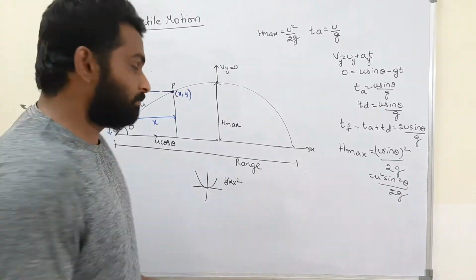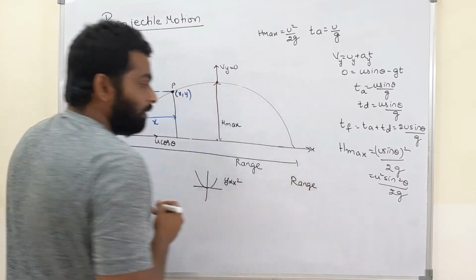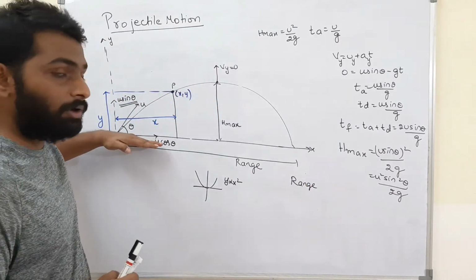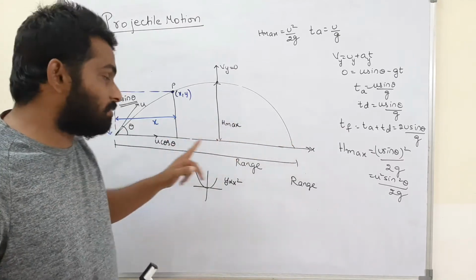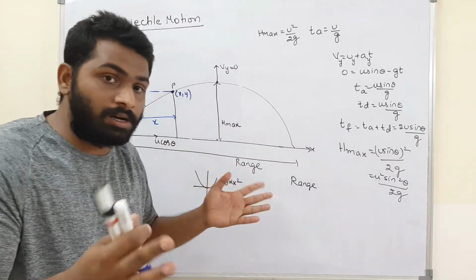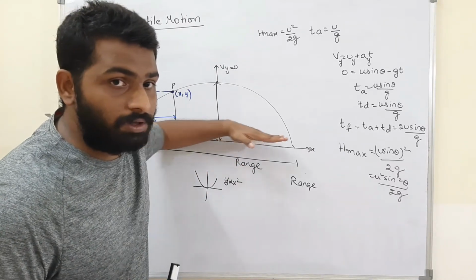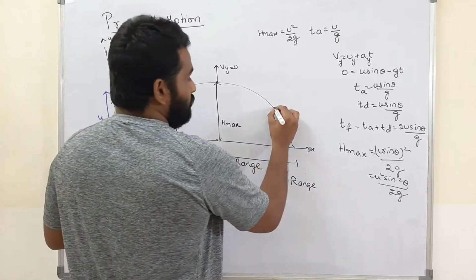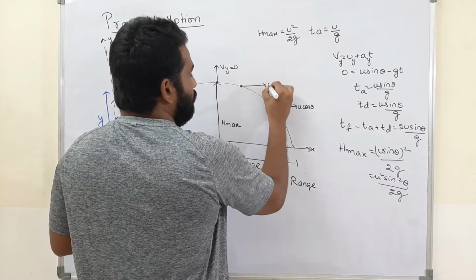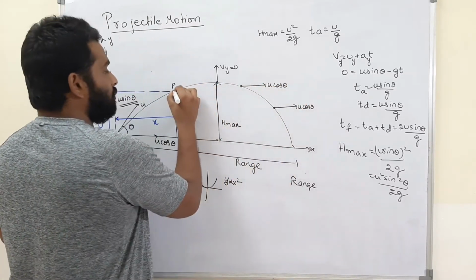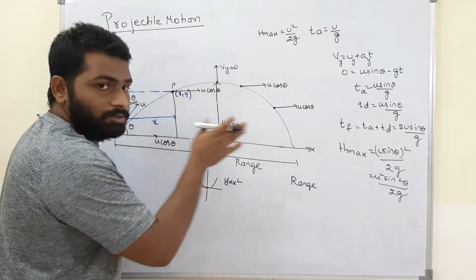Now what is the range? This is the range. Because of which velocity is the body moving horizontally? The body is moving horizontally with the velocity u cos theta. There is no acceleration. If there is no acceleration, then what is the meaning? The velocity is the same everywhere. That means here the horizontal velocity is u cos theta, here also u cos theta, and here also u cos theta. That means the horizontal velocity won't change anywhere.